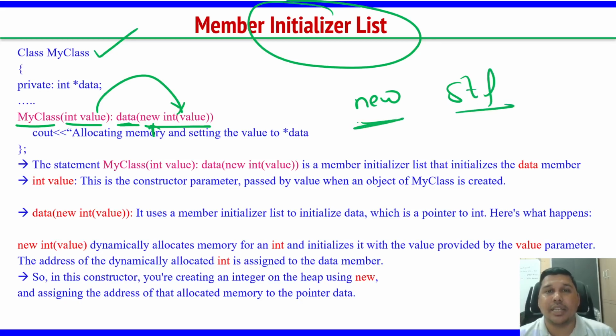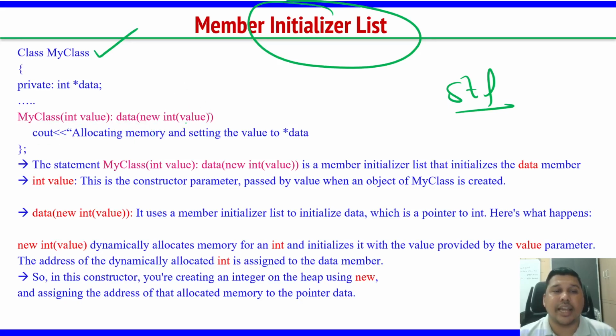New is a keyword in C++. This will allocate memory for this variable value, right? So this is again a syntax of member initializer list. When you have a pointer variable, you can assign that using this way, right?